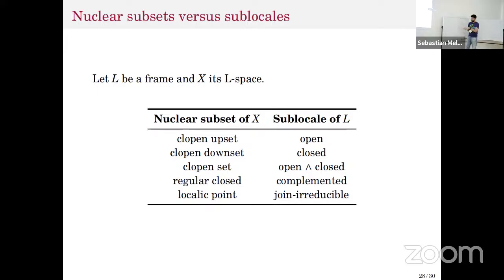So this is why they're also called nucleic points. If you have a localic point, you can show that they are nuclear subsets. They're essentially the smallest possible nuclear subsets, so they will correspond to join irreducible sublocales.